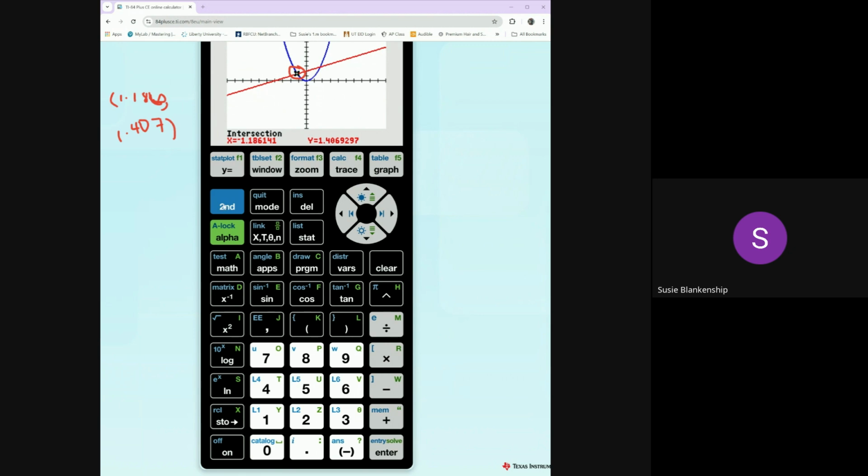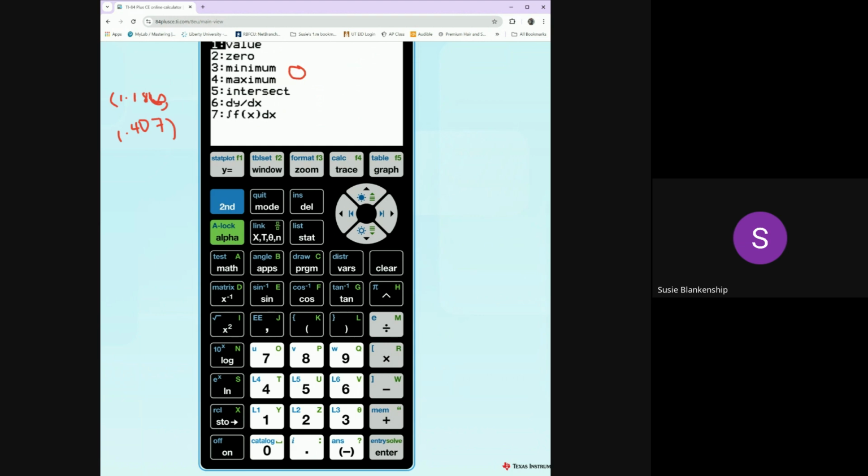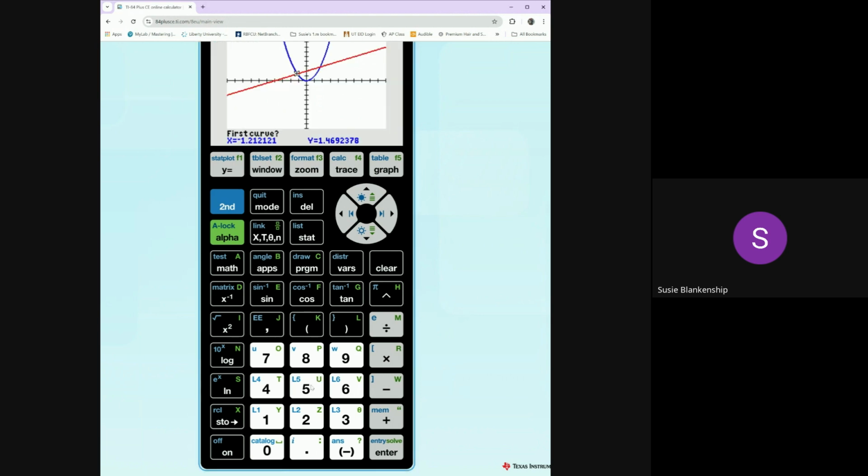So we're going to hit second, trace. Second trace, number 5 again. And what we want to make sure is that we want to be over here, right here. Why does it keep going to eraser? Sorry.